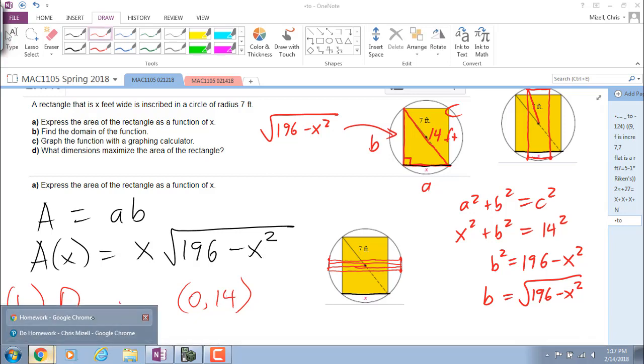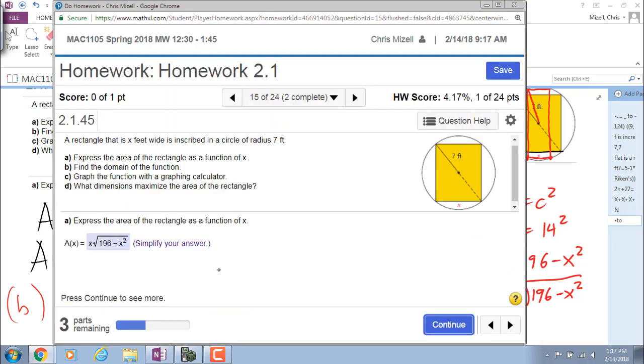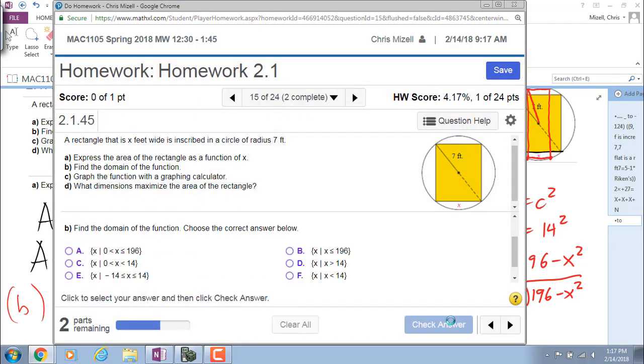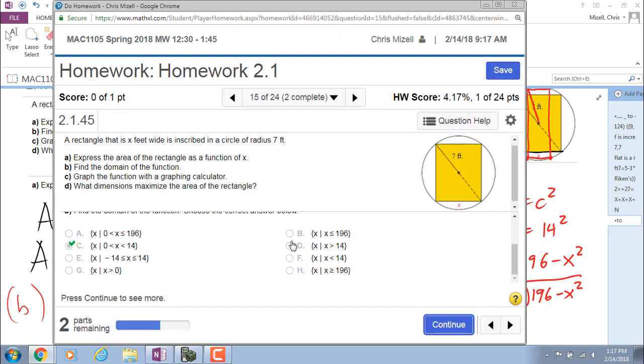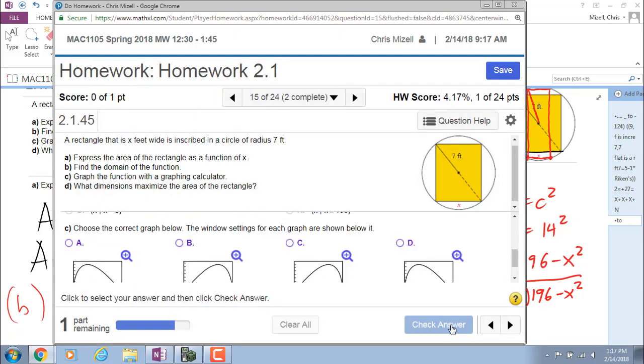Let's see if MyMathLab likes it. Continue. And it's multiple choice. C. Check it. There we go. Press continue to see more. Graph the function with the graphing calculator. All right, that too is multiple choice.